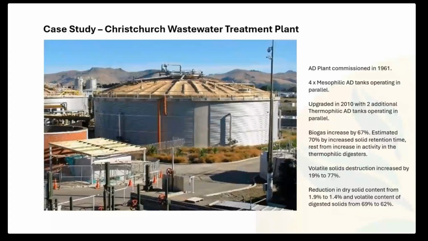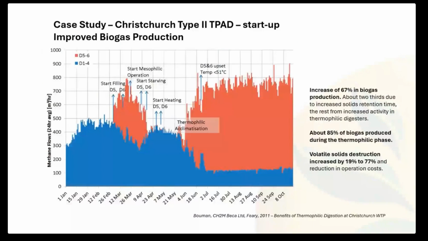Here is the actual profile. The blue bars give us the activity of gas production measured as methane in the mesophilic stage, and the red what was produced in the thermophilic stage. And as you see, this is in 2010, so reported in 2011.